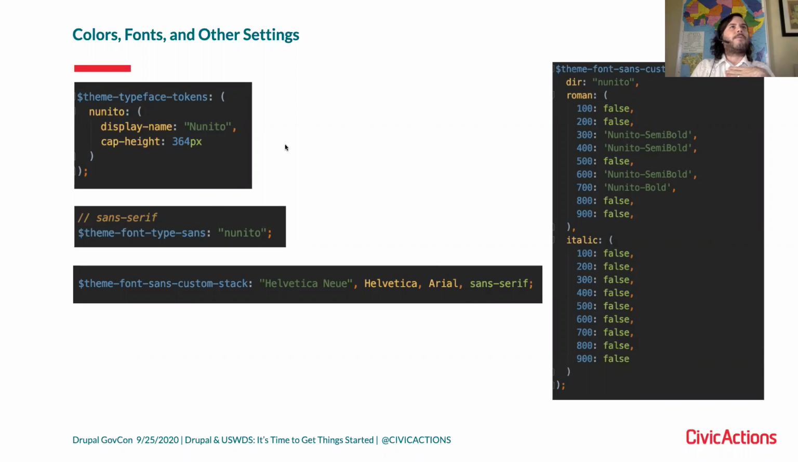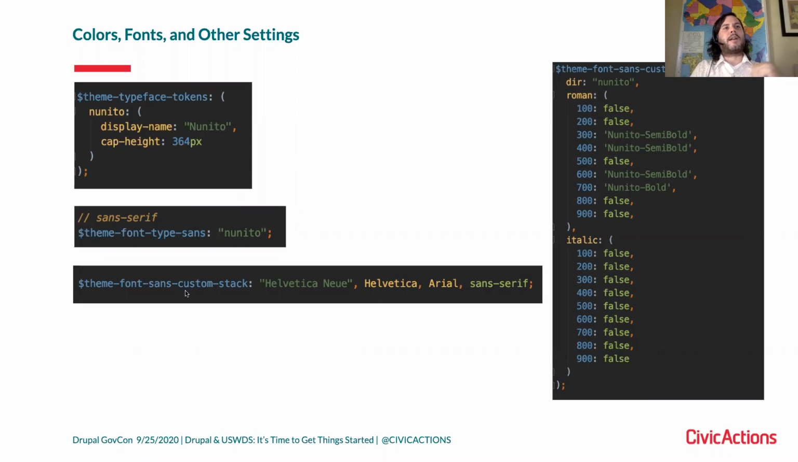There's a few things you have to do. Setting up a new font is a little bit involved, but once you kind of get the hang of it, it's not that big of a deal. So in this example, I've had to set a setting for a typeface token. I've set up one for Nunito, and the display name of this font is Nunito. I've set the cap height of 364. This is what all the other ones are. It's kind of the default, but you could change that if you have a need to. And then I've changed the theme font type sans. So the sans serif font that the site's using, I've changed that to my new token of Nunito. We'll walk through this a little bit more in depth when I show the file.